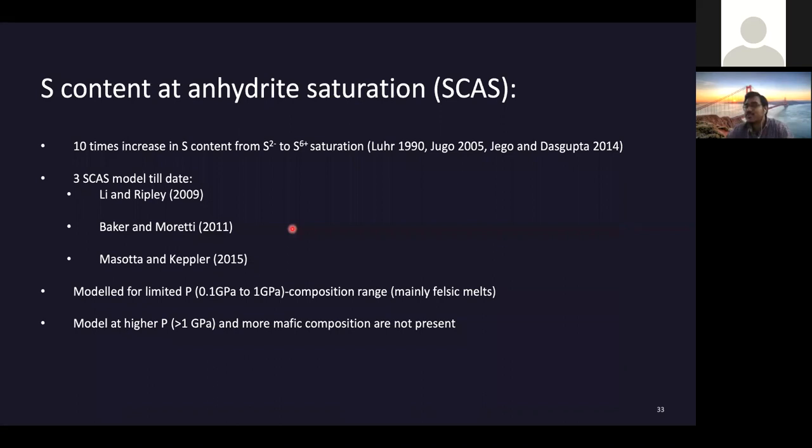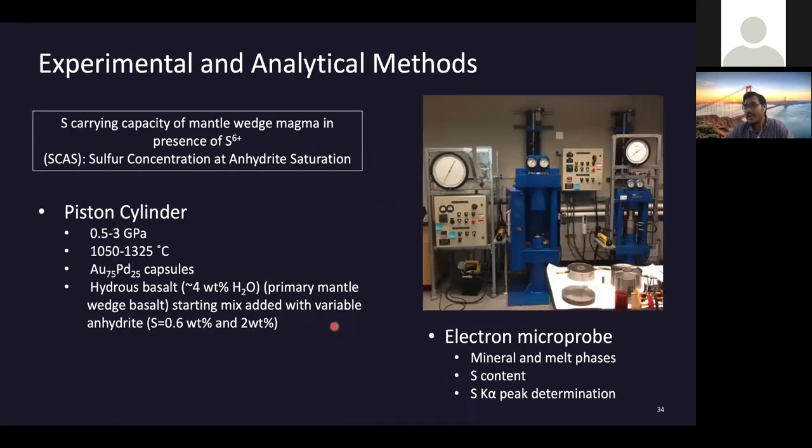Previously, there have been only 3 SCAS models. Pretty recently, Lee and Ripley 2009, Baker and Moretti 2011, and Masotta and Keppler 2015 tried to look at SCAS modeling. Though few in number and pretty recent, they are only modeled for a limited pressure range from 0.1 GPa to 1 GPa, and they are mainly done for felsic melts. So models at higher pressures and mafic compositions are not present. To look into those, we have carried out experiments on the sulfur carrying capacity of mantle wedge magma in the presence of sulfate, and we did some experiments in a piston cylinder.